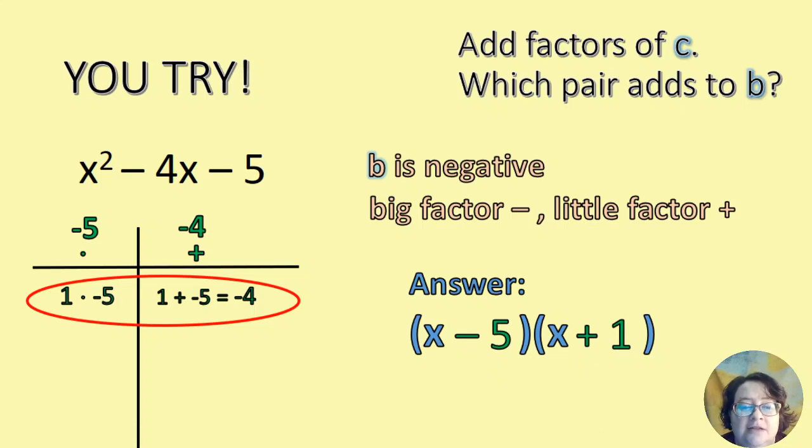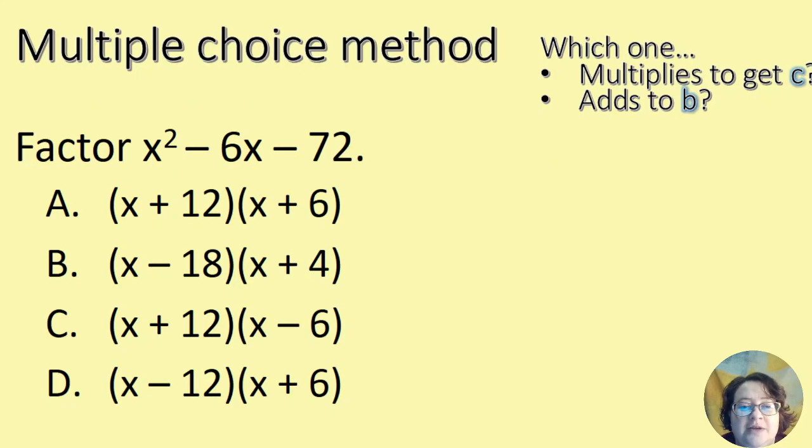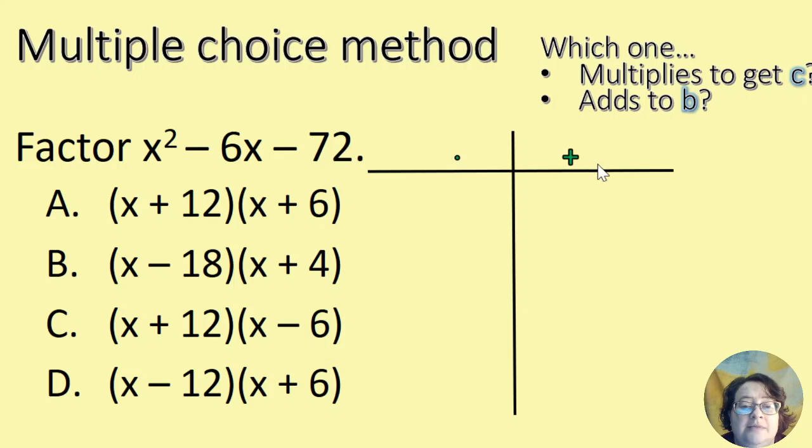All right, so last thing we need to talk about is our multiple choice method. We actually have some shortcuts here. We've got numbers already, so we don't have to start out and figure it out. What we need to do is figure out which two multiply to get c and add to b. So I usually draw out my table here just on the end of my answer choices. And we have a times and plus. We want them to multiply to get negative 72 and add to negative 6.